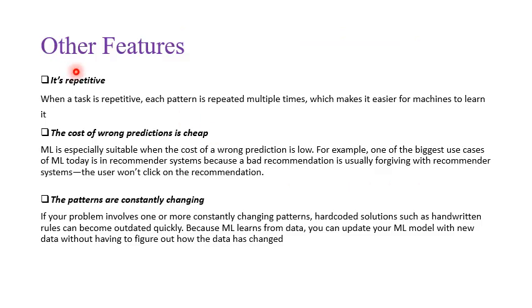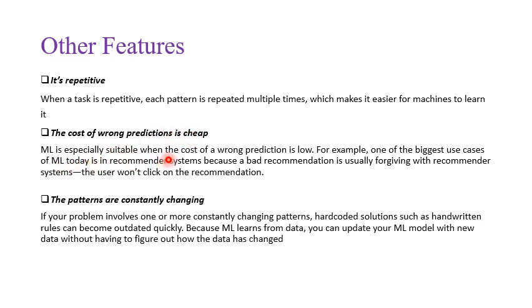Another feature: the problem should be repetitive. When a task is repetitive, each pattern is repeated multiple times, which makes it easier for a machine to learn it. The problem should have a repetitive nature. This is very important. In this case, we can use machine learning. The cost of a wrong prediction is cheap. This is also a very critical factor.